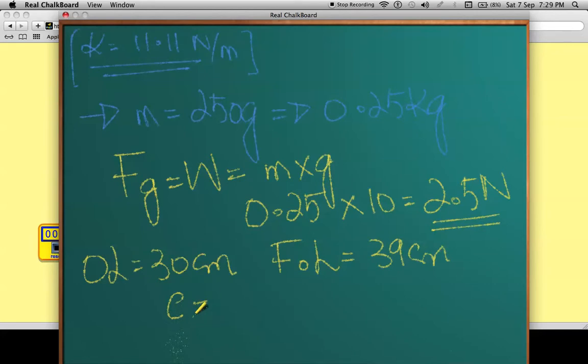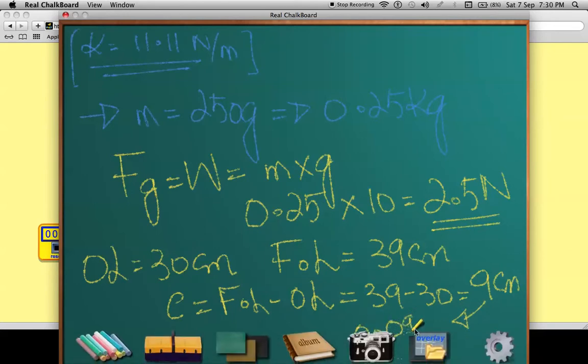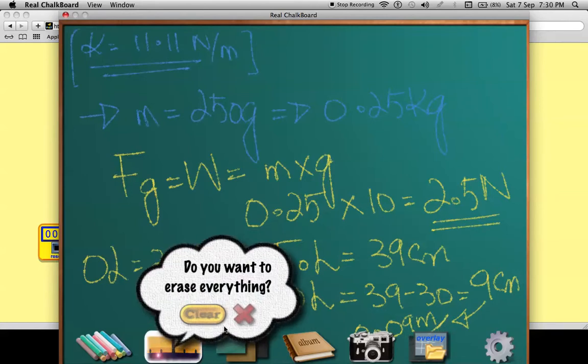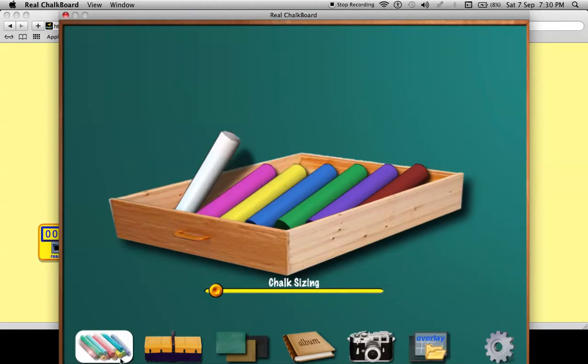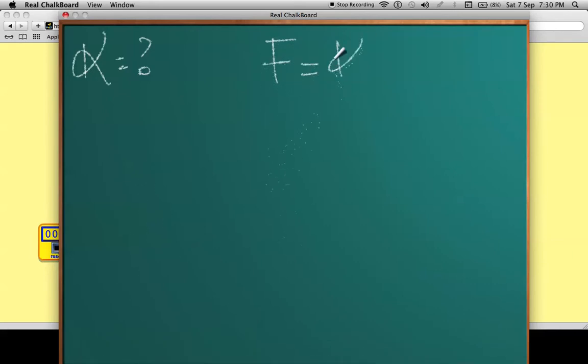So the extension is simply the final length minus the original length. So 39 minus 30 gives me 9 centimeters, and I will have to convert this into meters as well. So this would become 0.09 meters, because from centimeters to meters you simply divide by 100. So now your force is 2.5 newtons, and for that force the extension is 0.09 meters. So in that case, first of all, you will find out the stiffness of the spring. We know our formula of Hooke's law, which is F equals K times extension.